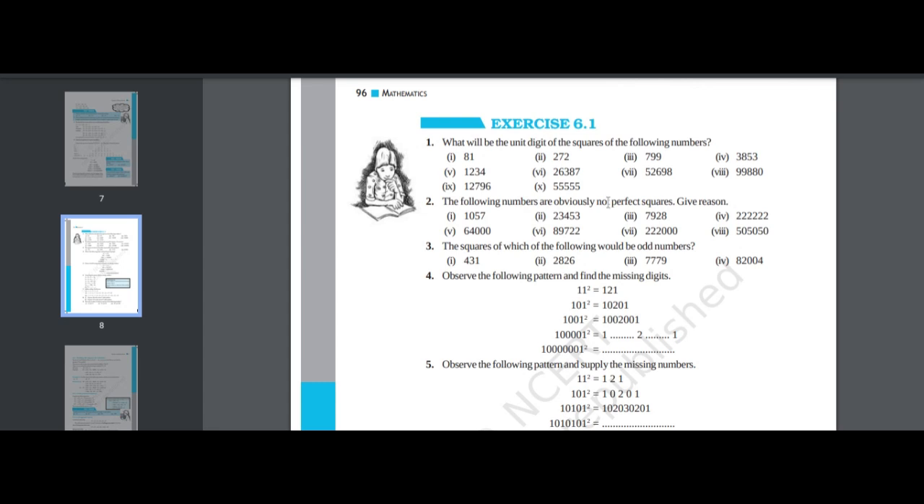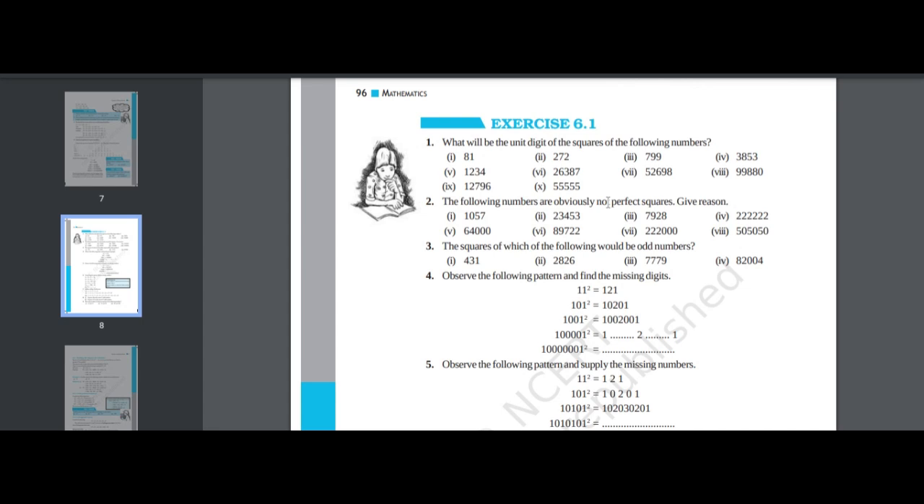The squares of which of the following would be odd numbers? For example, we have to pick which of the following is a square of an odd number. If there is any odd number, we will make a square and it gives us the answer. So the square of an odd number is odd. If we choose an even number, the square of an even number is even. So 431 and 7779.